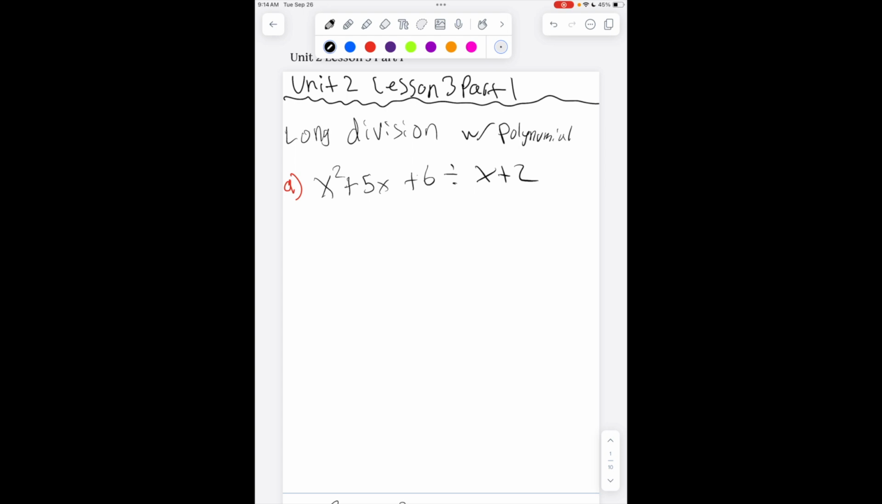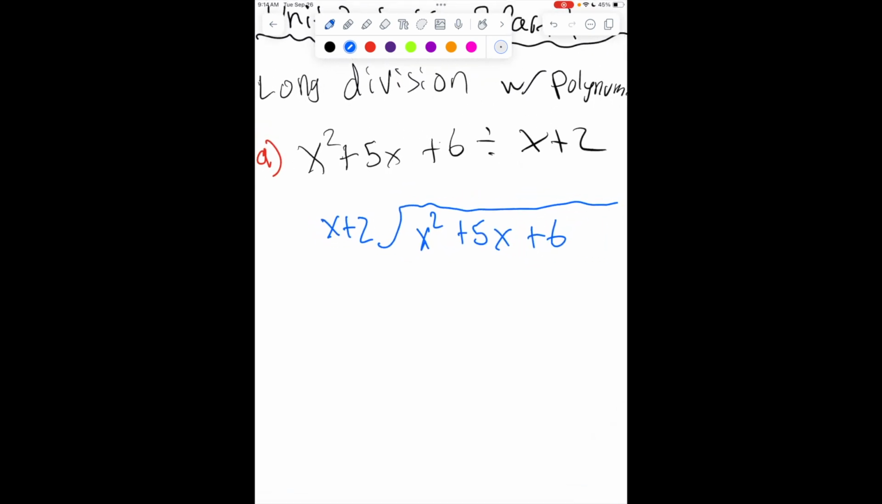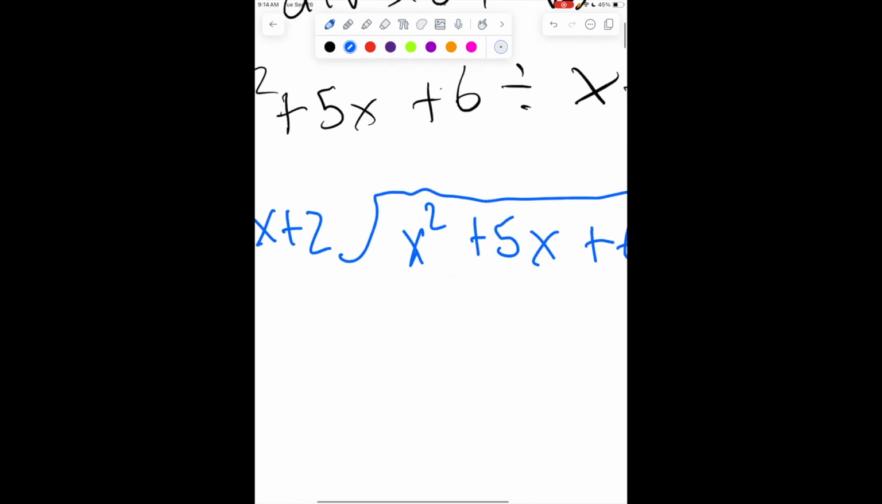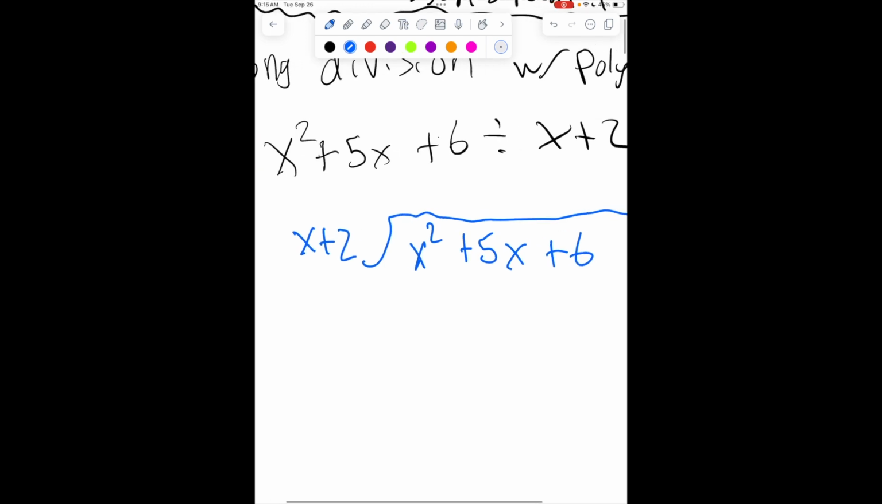So again, how I'm going to set it up is I'm going to put the x plus 2 on the outside here, and then I've got my division sign, and I'm going to put x squared plus 5x plus 6 inside. Now, again, I want to think about what can I multiply to get x squared. So I know that in order to get x squared, I need to take x times x. So I'm going to put an x right here, and then I'm going to multiply x by every term over here, x plus 2.